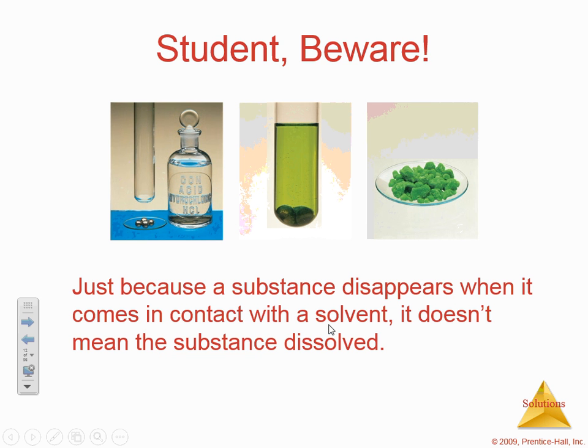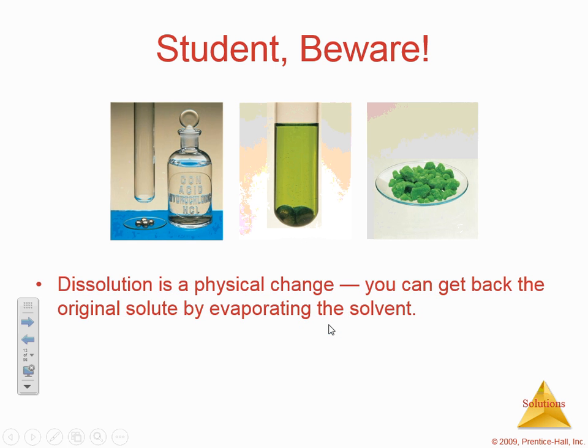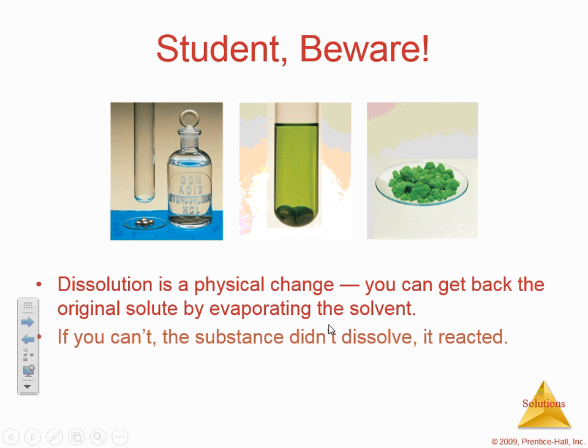Now, one thing we have to be aware of is just because something disappears when it comes into contact with a solvent doesn't mean the substance is dissolved. It's very possible you can get it back. And this process that you have to be aware about is called dissolution. Dissolution is a physical change, not a chemical change. So what is dissolution? If you can get back the original solute by evaporating the solvent, then it dissolved. If you can't, the substance didn't dissolve, it reacted.